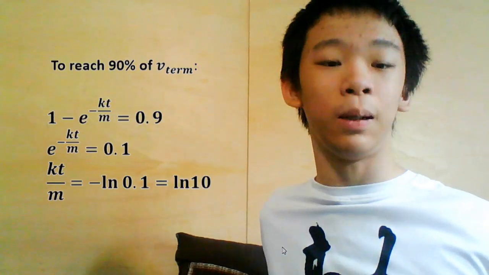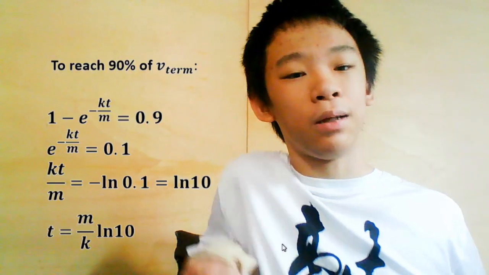To get the time it takes to reach 90% of the terminal velocity, we set v of t to be 0.9 times the terminal velocity, which is mg over k. And so we set 1 minus e to the negative kt over m to be 0.9, and solve for t, so you get e to the negative kt over m equals 0.1. So we can solve for t, and we get that the time it takes to reach 90% of the terminal velocity is m over k times natural log of 10 seconds.